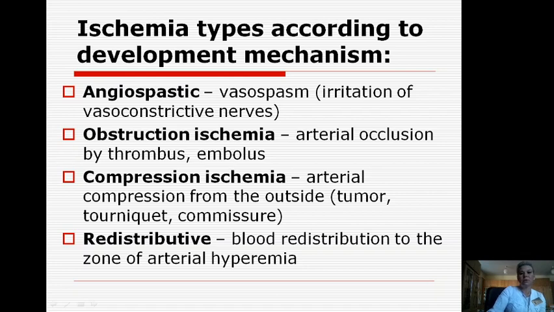There are four types of ischemia according to the development mechanism. Endospastic, the result of vasospasm, irritation of vasoconstrictive nerves. Obstruction ischemia, arterial occlusion by thrombus or embolus. Compression ischemia, arterial compression from the outside with help of tumor, tourniquet, commissures or liquid. And redistributive, blood redistribution from the zone of arterial hyperemia to the zone of ischemia.